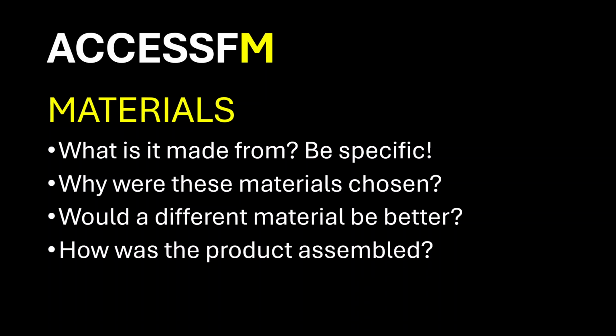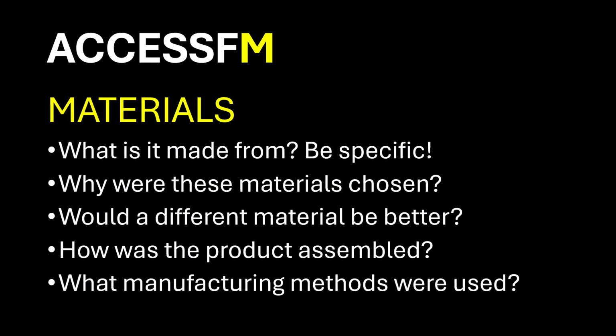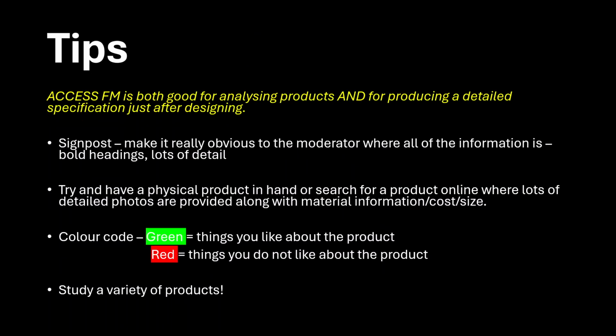How was the product assembled? Now, again, if you have the product in hand, it would be easier, but try and find an image online where you can have lots of different angles. And what manufacturing methods were used? So how was it finished, for example? Was it laminated? Was it line bent? Was it spray painted? So all of these things should be thoroughly analyzed.